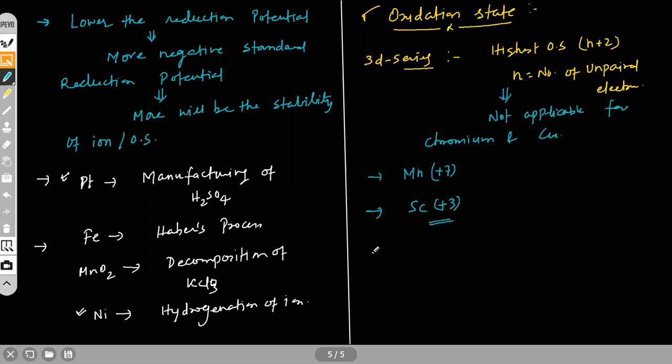4d series, this question they have asked many times. In the 4d series the highest oxidation state is plus 8, shown by ruthenium, Ru. And for the 5d series, the highest oxidation state we have, again, is plus 8, shown by osmium.